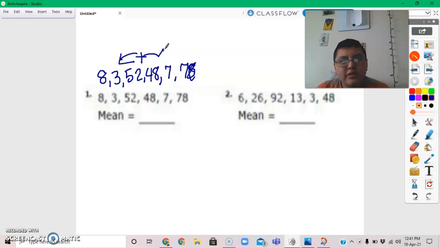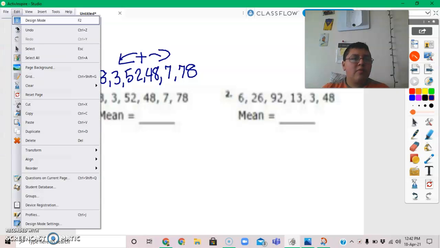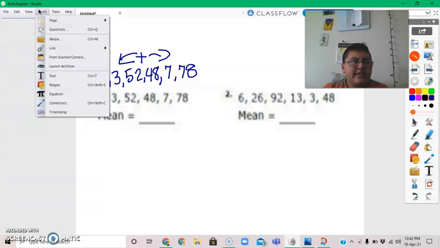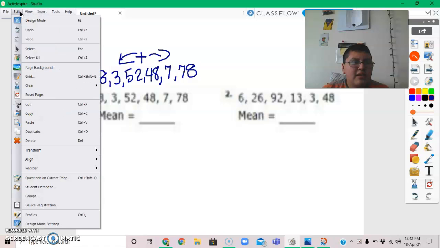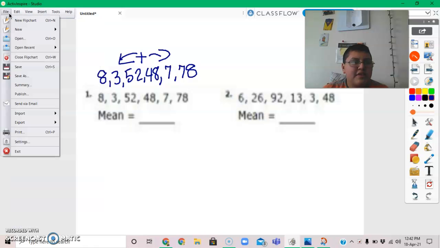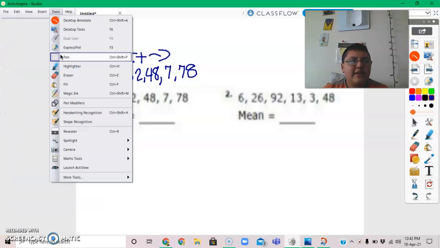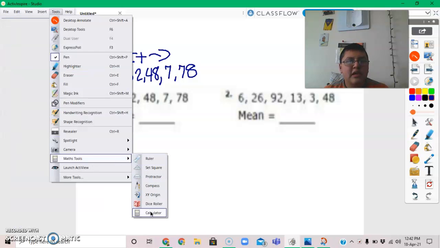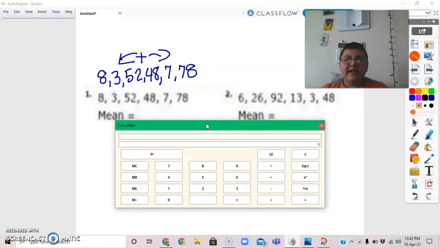We're going to add all these numbers. Let me rewrite 78. There we go. So now we're going to open our calculator. Insert, file, tools, math tools, calculator. So you can see my calculator here.